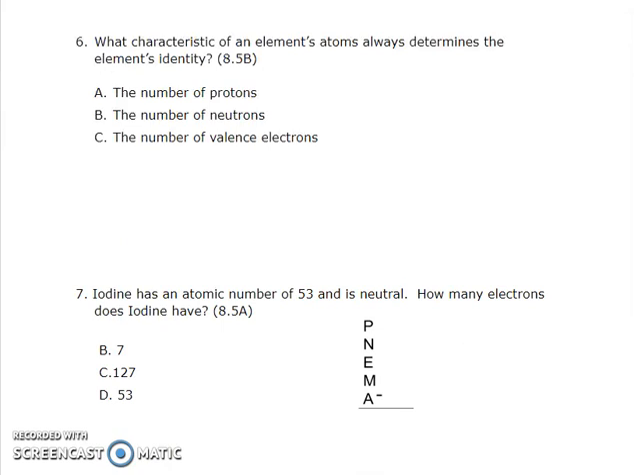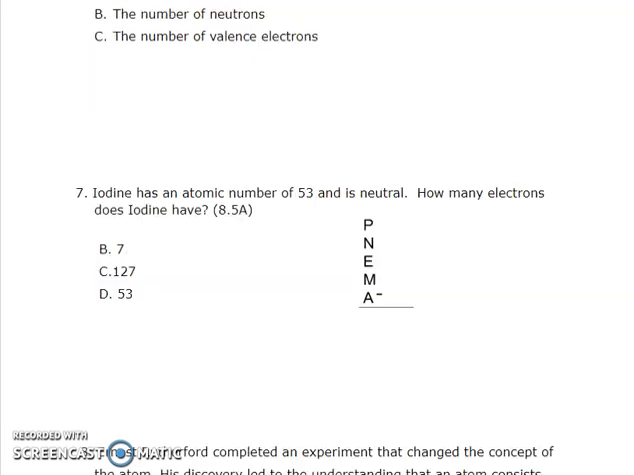Number 6. What characteristic of an element's atoms always determines the element's identity? A, the number of protons, B, the number of neutrons, or C, the number of valence electrons? Number 7. Iodine has an atomic number of 53 and is neutral. How many electrons does iodine have? B, 7, C, 127, or D, 53?